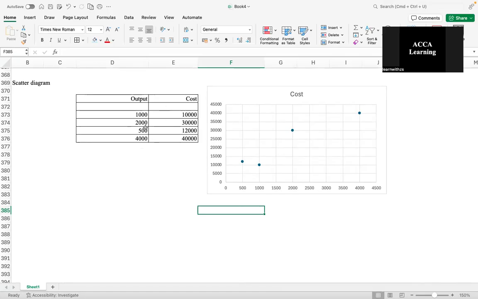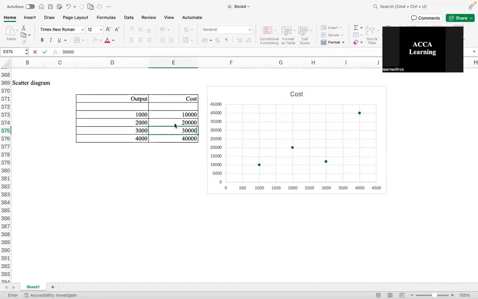But also you could say as output here is increasing, the cost is also increasing. But sometimes the output is increasing and the cost is decreasing. You could even have a diagram where you say this would be 20,000. So this changed. This would be 3,000 and this would be 30,000. Can you see now your scatter diagram? Now you can pass one line. What can you conclude from this? That as your output is increasing, your cost is increasing. It's very simple.